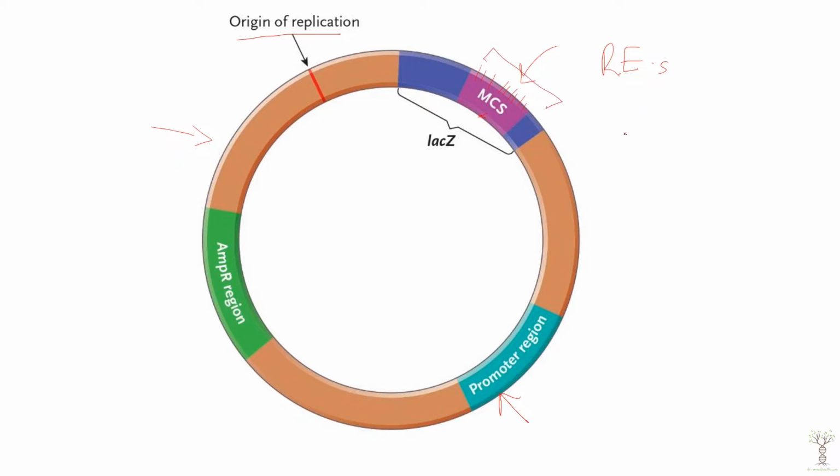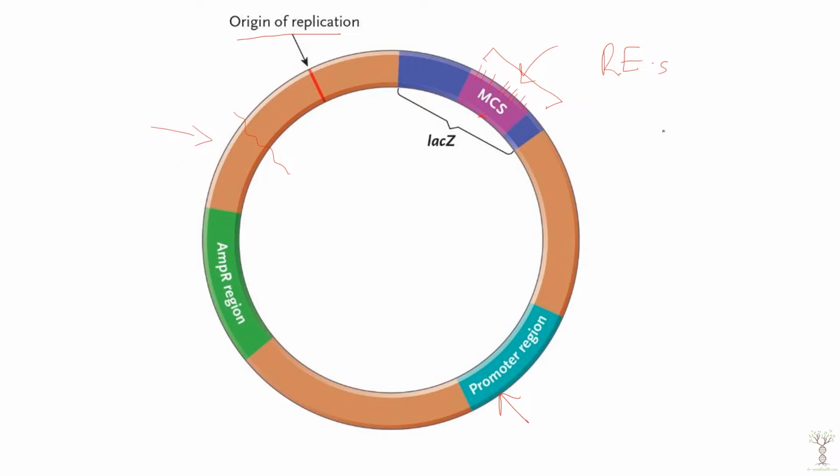We don't want to have a plasmid with a restriction enzyme site over here, and then we end up inserting the gene too far away from the promoter. So we need to have the promoter upstream of the gene so that it can be transcribed.